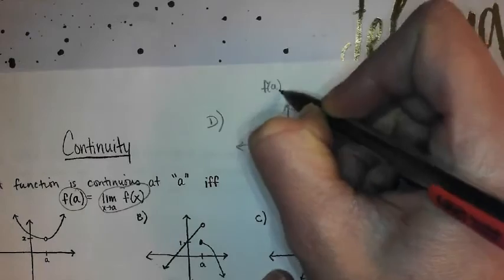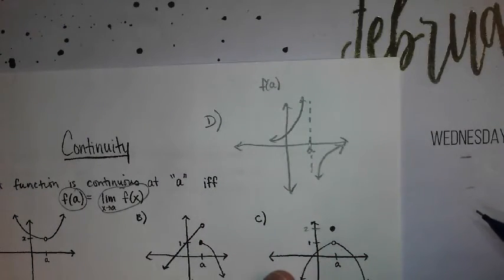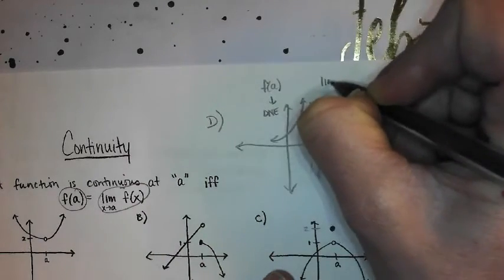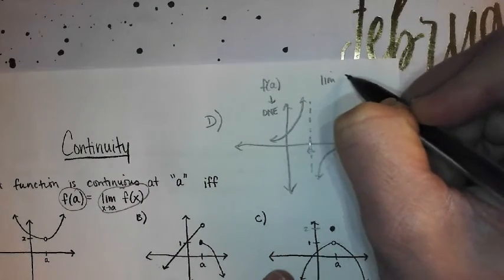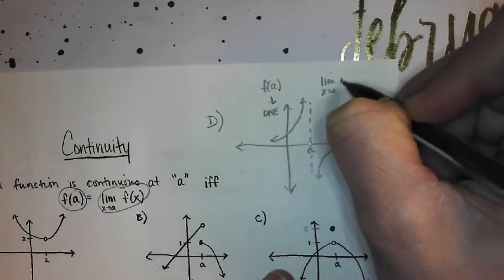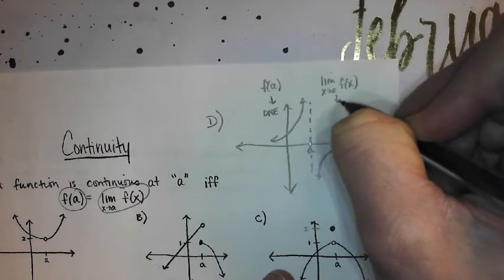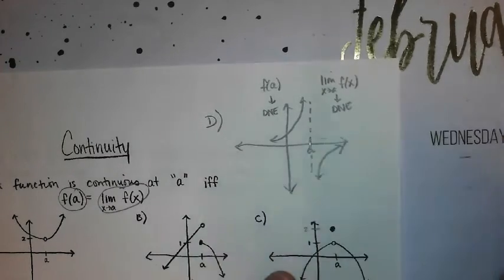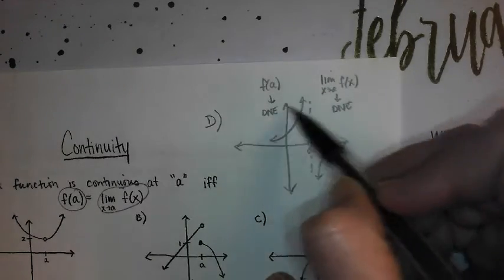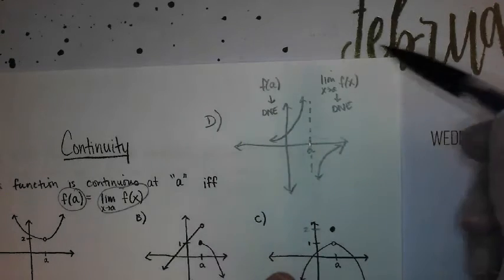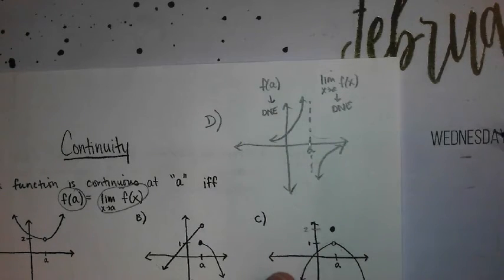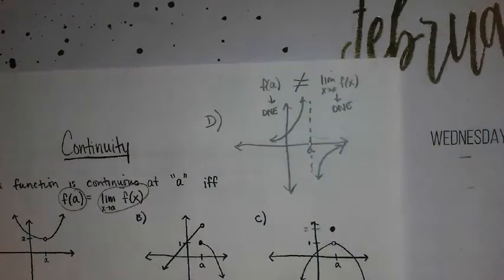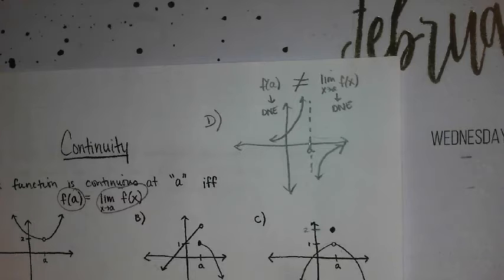What's f of a? Does not exist. What's the limit as x approaches a? Also does not exist. And even if they both went towards positive infinity, that still technically does not exist. So even though these match, you don't ever say that does not exist equals does not exist. You can't say that. So these still do not equal each other.